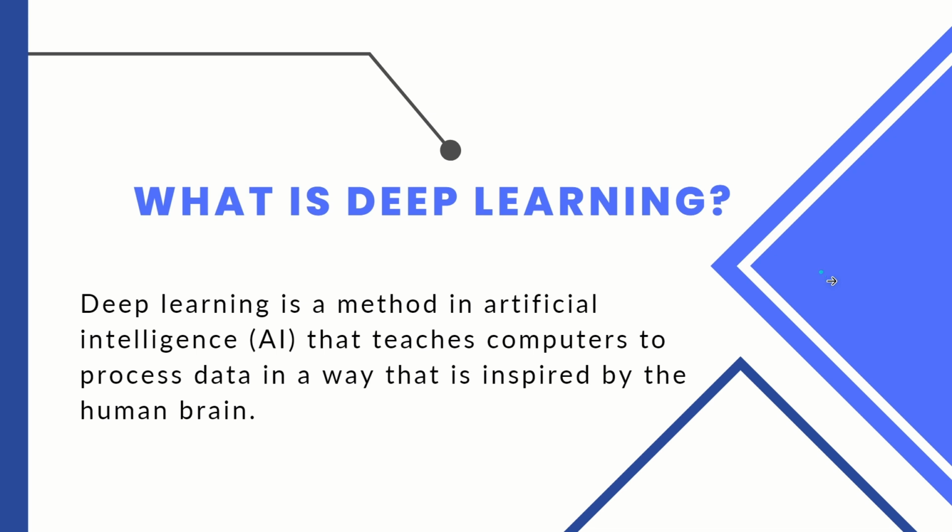Now deep learning is a more concentrated part inside artificial intelligence. It teaches the computer to process data in a way which is inspired by the human brain. So basically it uses artificial neural networks, just like we have neural networks in our brain.